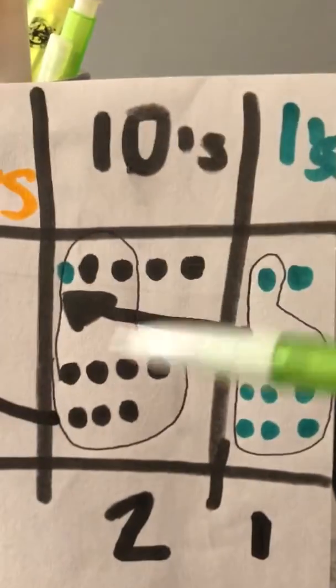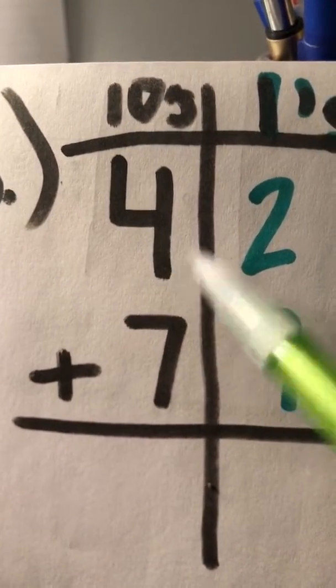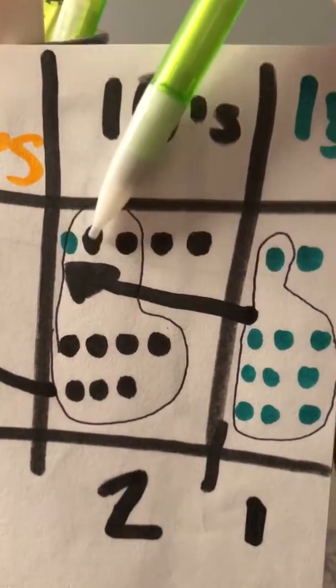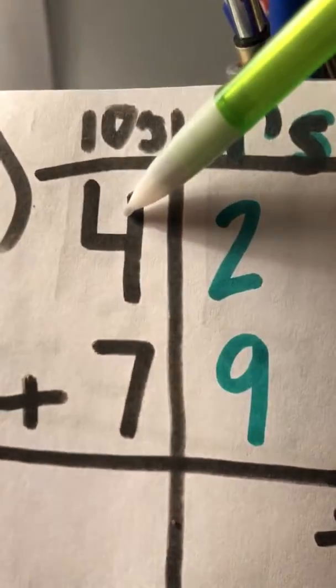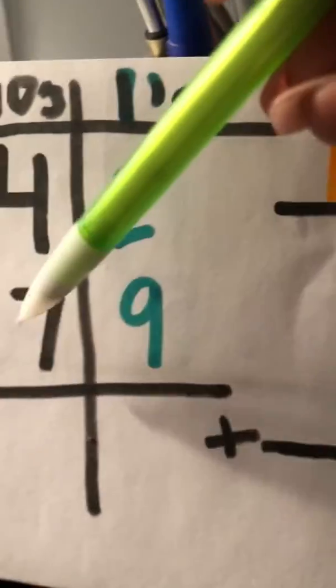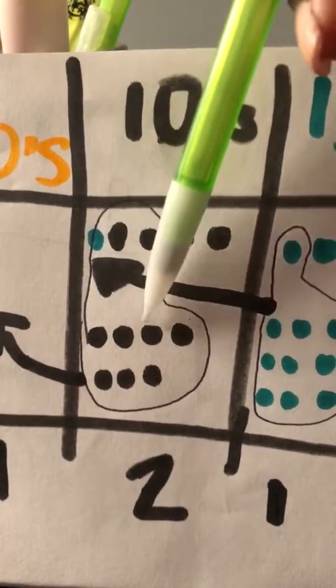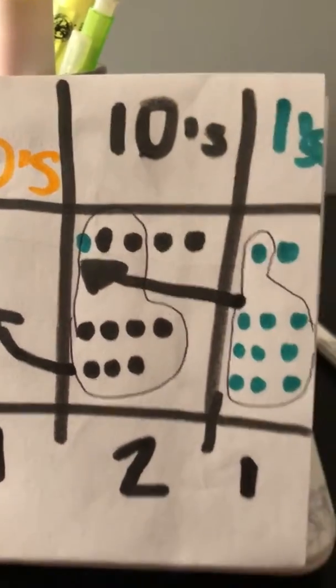Now, when we move to the tens column, I'm going to draw it out like how I did the ones, and just remember that these are actually tens, not ones. So 10, 20, 30, 40 represents the 4. Then I have the 7. 10, 20, 30, 40, 50, 60, 70.